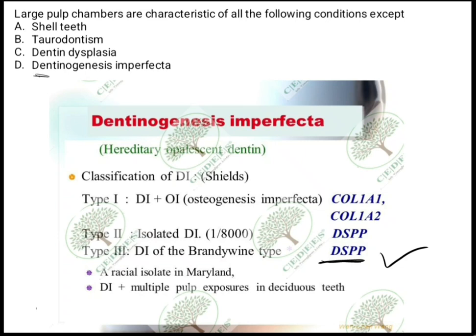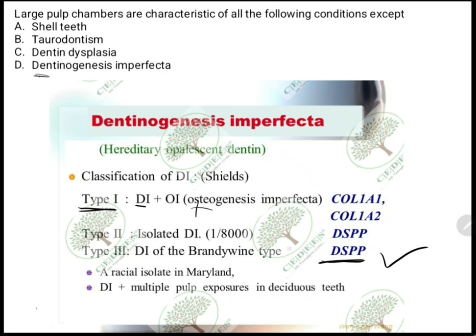So that is basically DI, or dentinogenesis imperfecta. Now, when you classify DI, Shields has classified it into three types. Type one is DI along with osteogenesis imperfecta, which is a brittle bone condition. Type 2 is only an isolated DI, and the rarest type, type 3, is called DI of the Brandywine type. Now, in type 1 and type 2, mainly you will find that the pulp chambers are completely obliterated or very small, and there are a lot of pulp stones with very small roots.